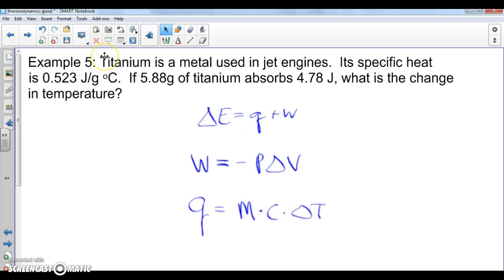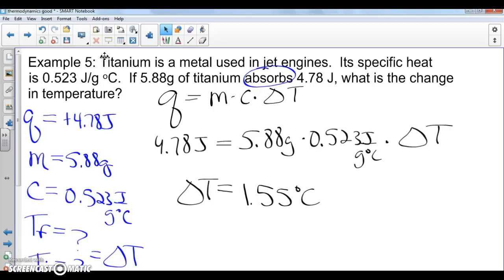So again, please refrain from just copying and not paying attention. I highly recommend that you copy it and then go back through and listen to the video again. So here we have titanium is a metal used in jet engines. Its specific heat is 0.523 joules per gram degree Celsius. If 5.88 grams of titanium absorbs, very important, 4.78 joules, what is the change in temperature? Okay, so we know which equation we're using. We talked about that already.